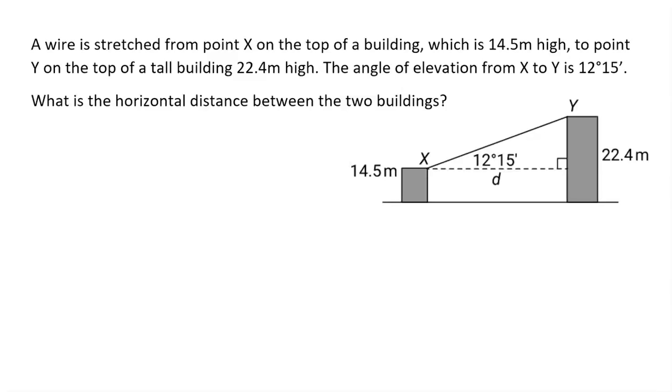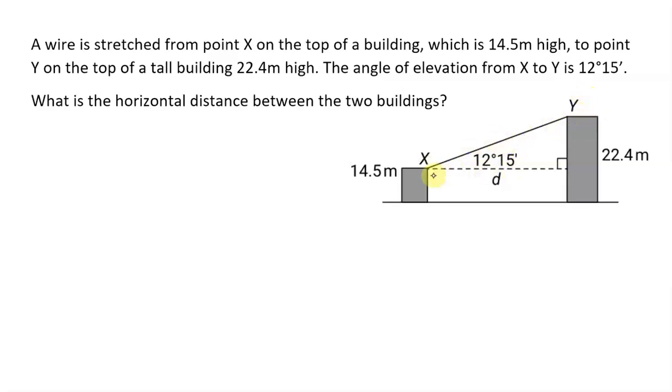This is an application problem where we're able to apply our knowledge of the trig ratios to calculate in a real life scenario. So our question says, a wire is stretched from a point X on the top of a building, here, which is 14.5 meters high, to a point Y on the top of a tall building, 22.4 meters high. The angle of elevation from X to Y is 12 degrees and 15 minutes. What is the horizontal distance between the two buildings?